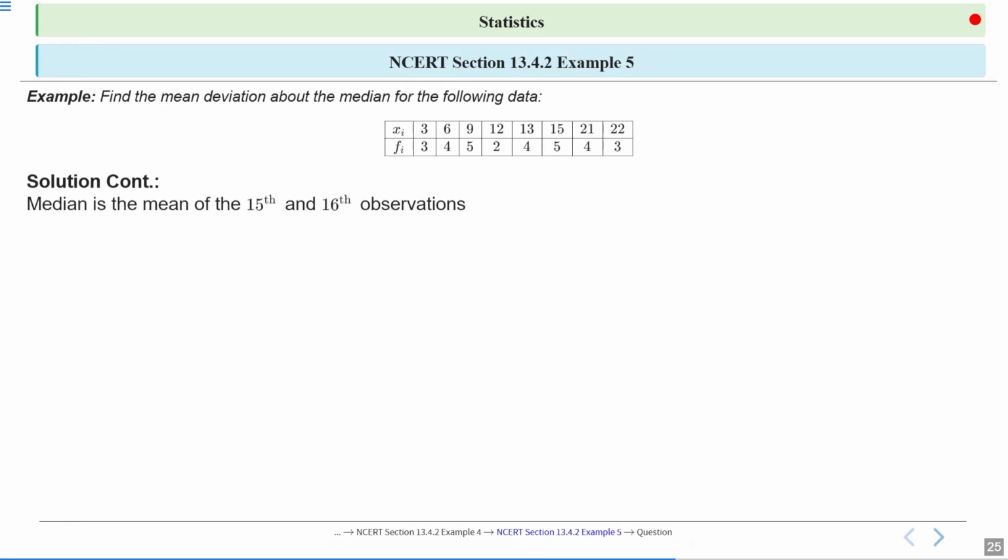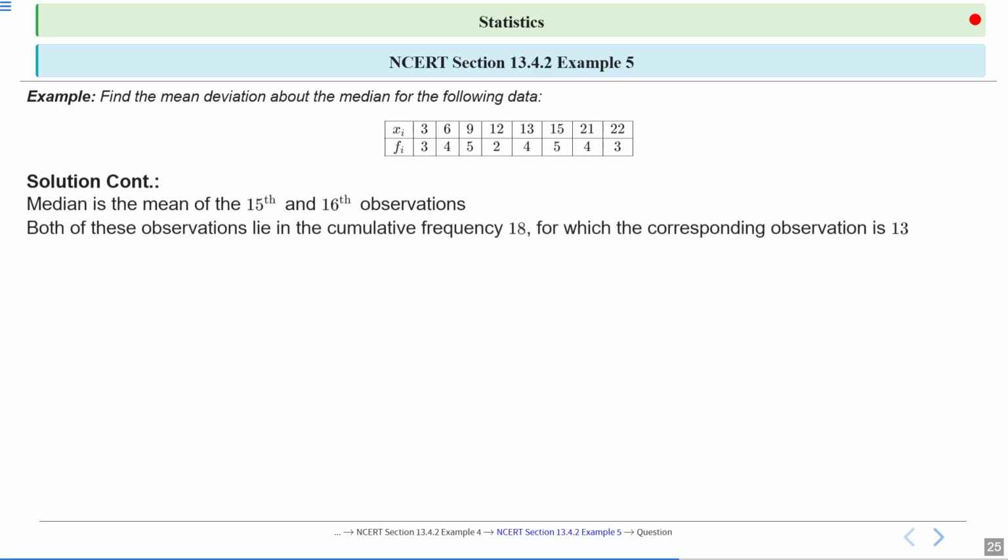The median is the mean of the 15th and 16th observations. Both of these observations lie in the cumulative frequency 18, for which the corresponding observation is 13. So note this point. Therefore, median M is equal to the 15th observation plus the 16th observation upon 2. This is equal to 13 plus 13 upon 2, and this is equal to 13.